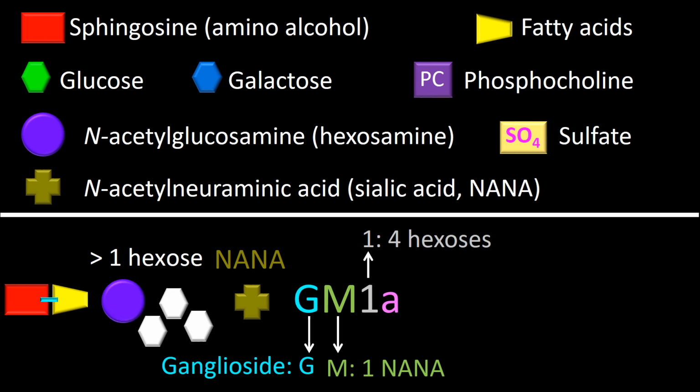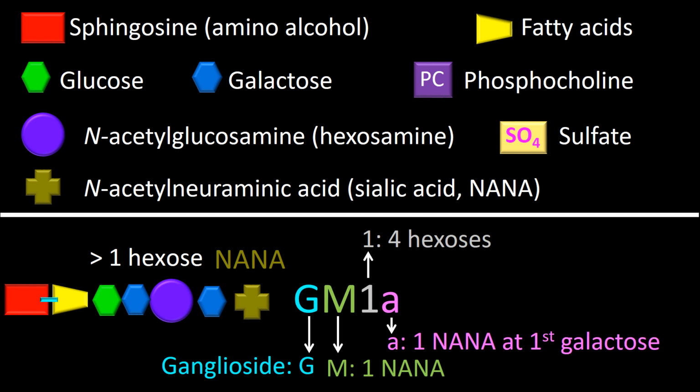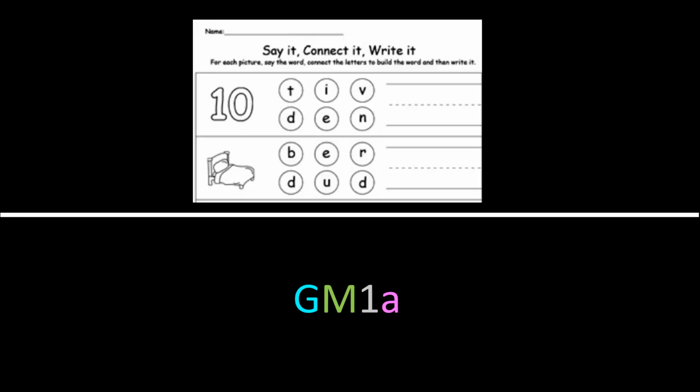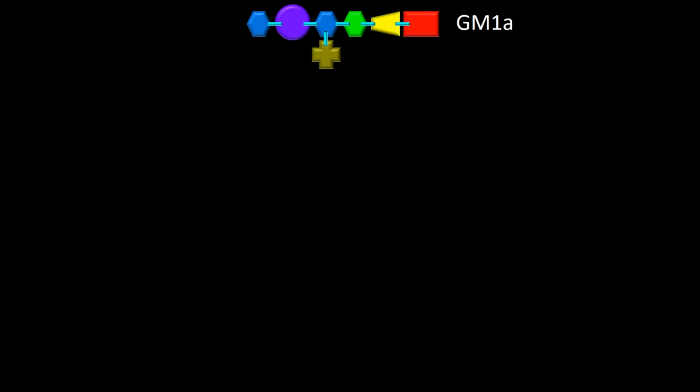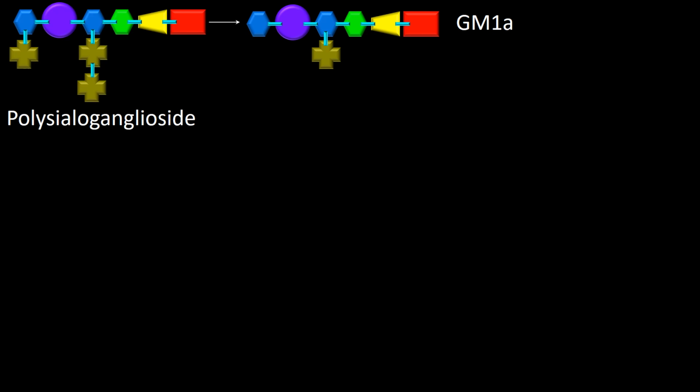The order they are placed in the structure has to be memorized. In this case, it is as you see. A indicates that there's only 1 sialic acid attached to the first galactose. So GM1A is formed. So now that we know the letters and we know the words, we need to know how is GM1 made. I have here introduced GM1A, and as you can see, it comes from a similar compound but with many sialic acids. Neuraminidase removes the excess NANA, leaving a single NANA and producing GM1.